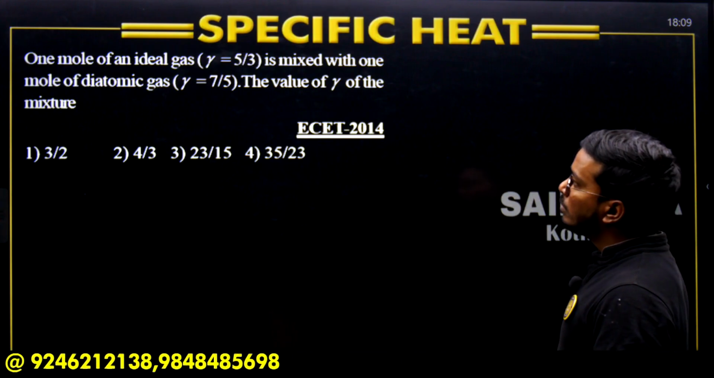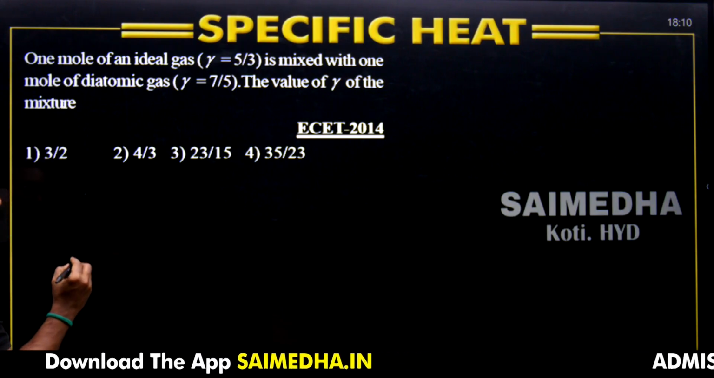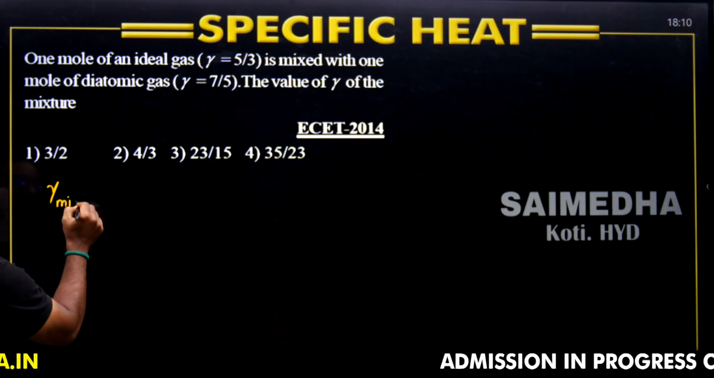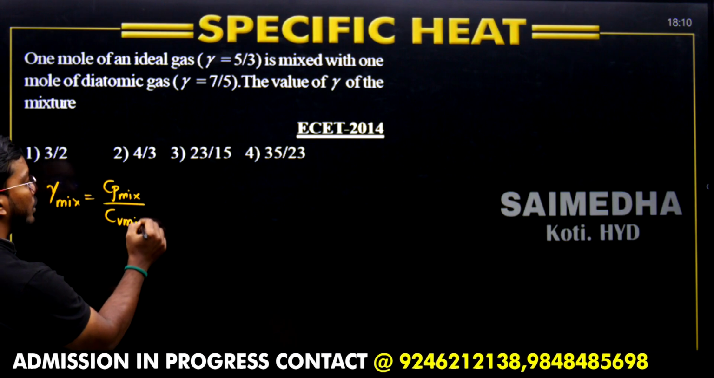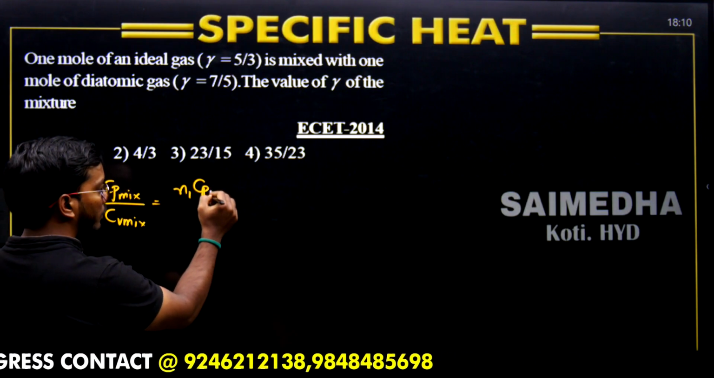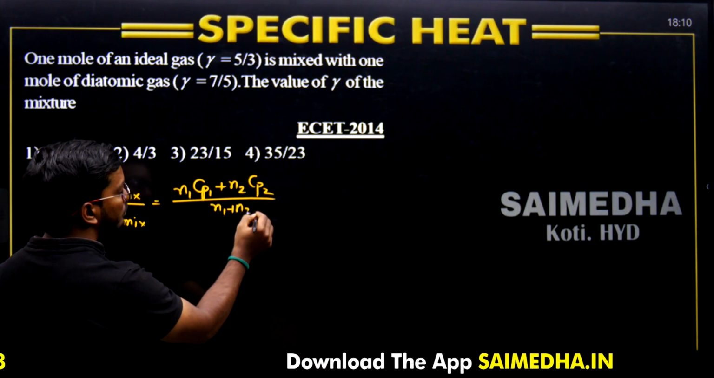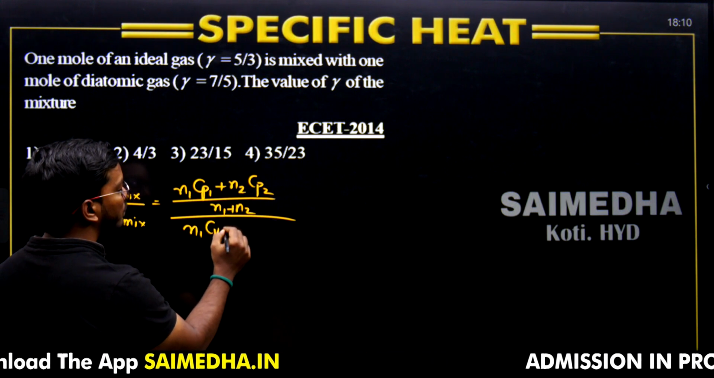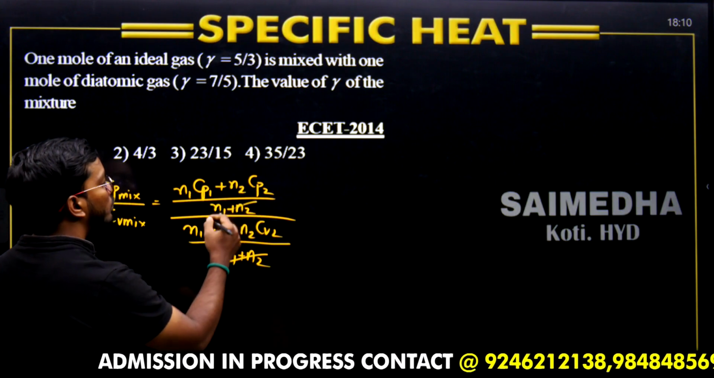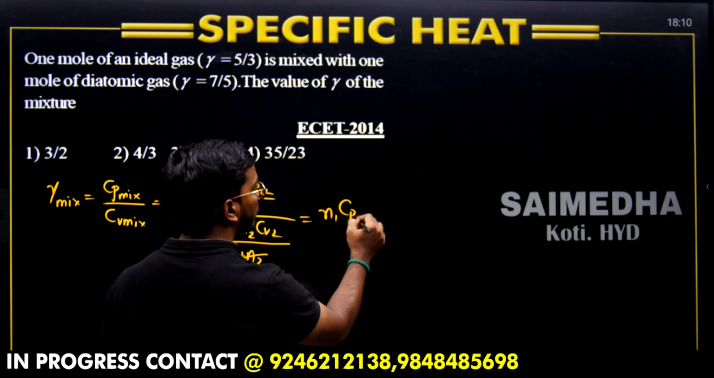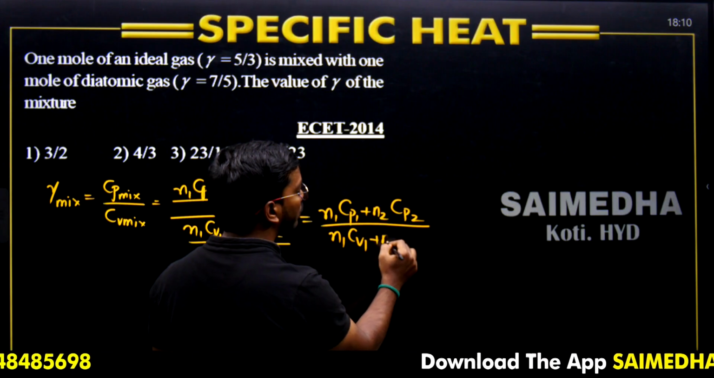Next one. 1 mole of monoatomic ideal gas is mixed with 1 mole of diatomic gas. The value of gamma mixture is. Now he is talking about mixtures. Okay, gamma mixture. Gamma mixture is equal to Cp mixture divided by Cv mixture. Cp mixture formula: N1 Cp1 plus N2 Cp2 divided by N1 plus N2. Similarly, Cv mixture formula: N1 Cv1 plus N2 Cv2 divided by N1 plus N2. These both get cancelled. So the formula now is N1 Cp1 plus N2 Cp2 divided by N1 Cv1 plus N2 Cv2.